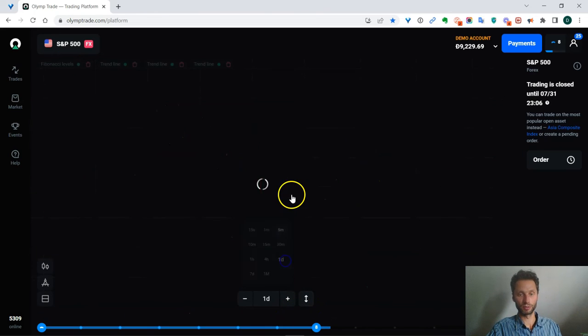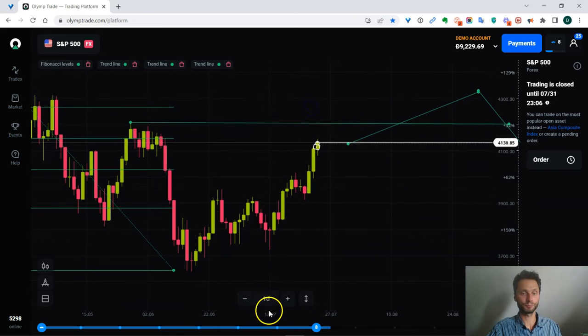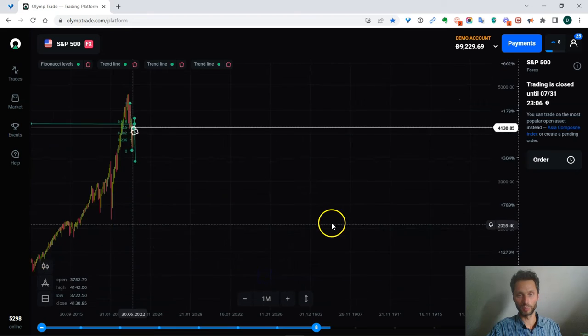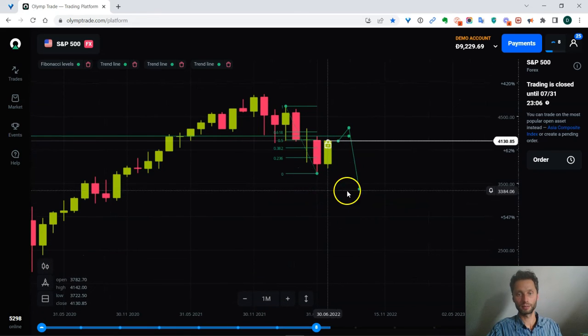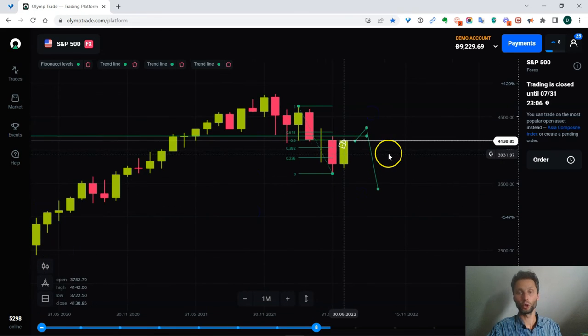Yeah, let me go to the daily just to have a look at what it looks like. We're pushing higher. We may be reaching this level. So yeah, zoom out back to the monthly, and again, a deep drop here is the more likely scenario.